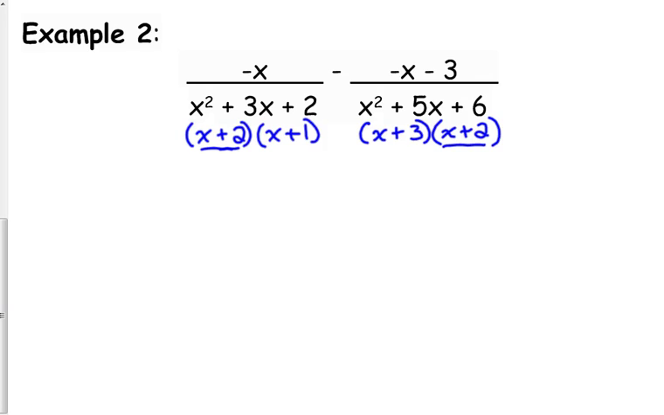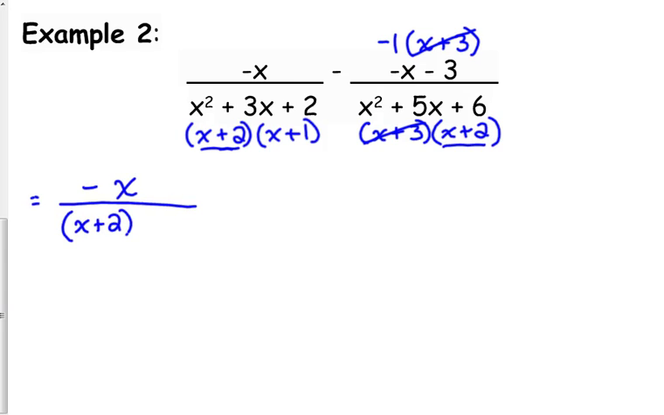Now, do you see another way that maybe I could make this a little bit more simple of a problem? Look at that second numerator. It's negative x minus 3. If I factor out a negative 1, we're left with x plus 3. And we can cancel that because it's in the same fraction. Okay? Only because it's in the same rational expression can we cancel that. So since we've kind of done a lot of stuff here, I am going to rewrite the problem just so that I don't get confused.